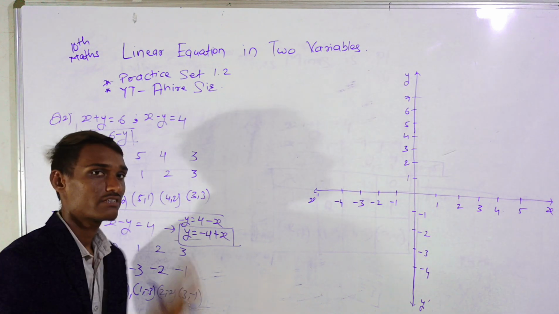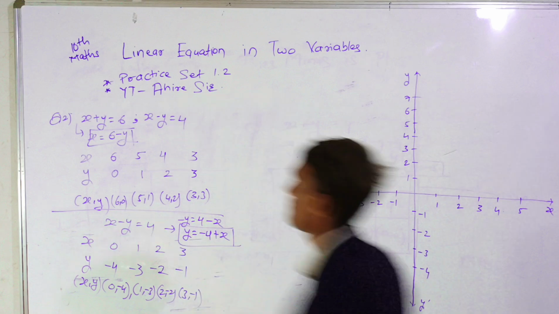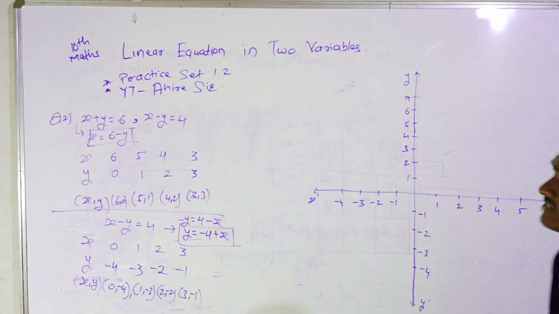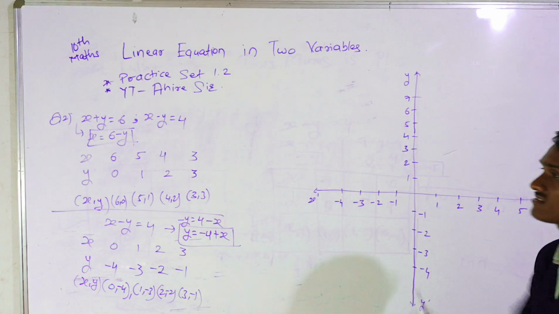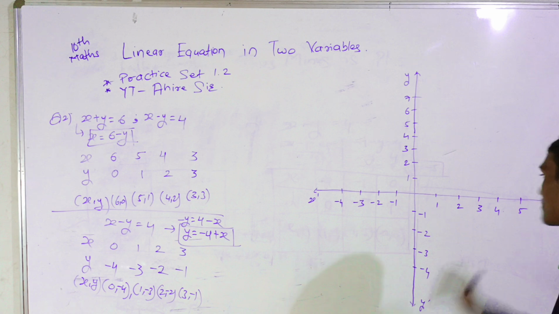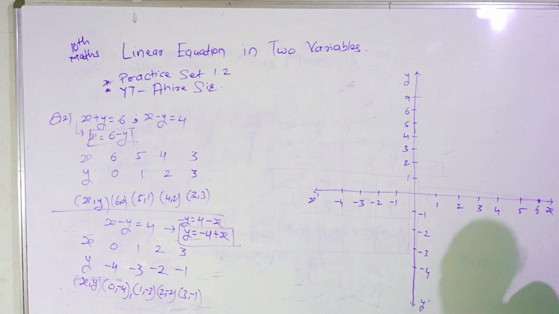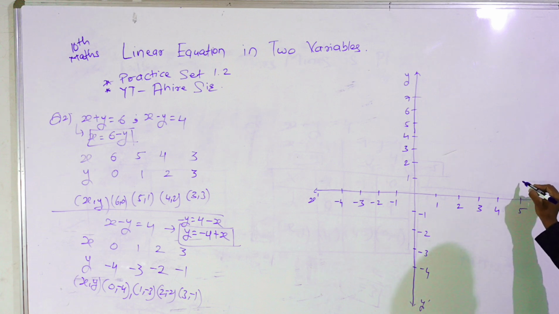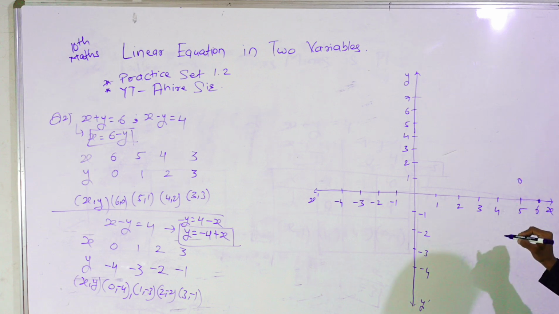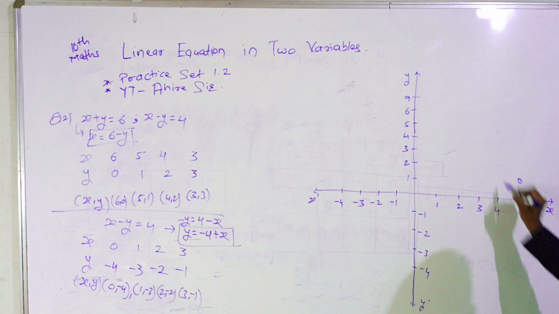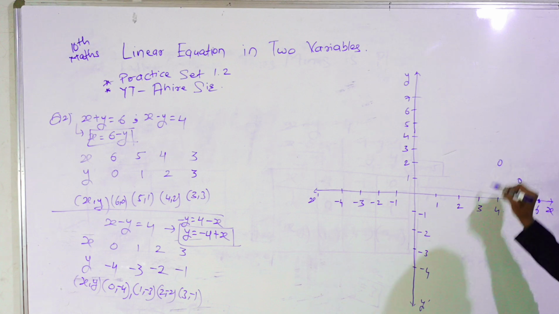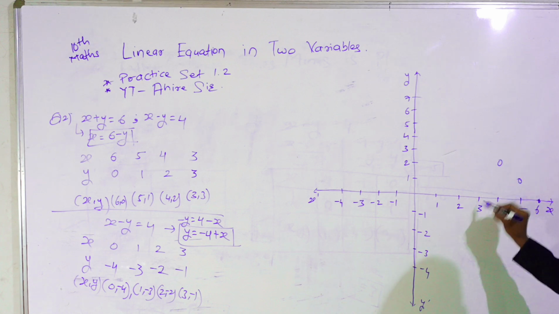Let's draw these coordinates on the graph. The first coordinate for the first equation is (6, 0). 6 is here, 0. Next (5, 1). (5, 1). (4, 2). (3, 3).